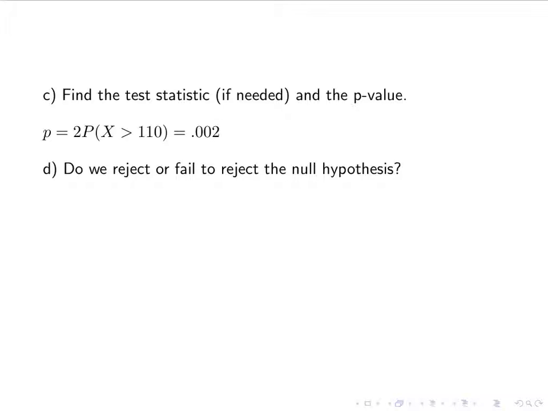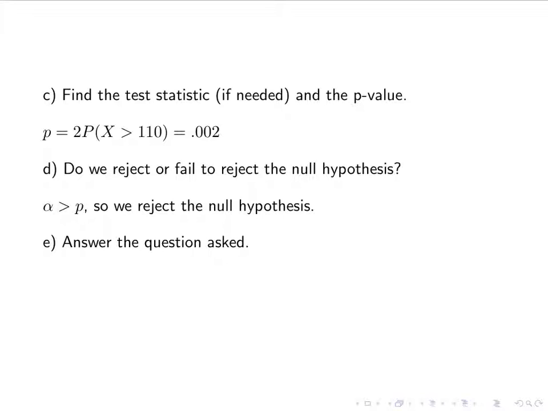Do we reject or fail to reject the null hypothesis? Alpha is greater than p, so we reject the null hypothesis. Say p is too small to be a coincidence. It cannot be true.